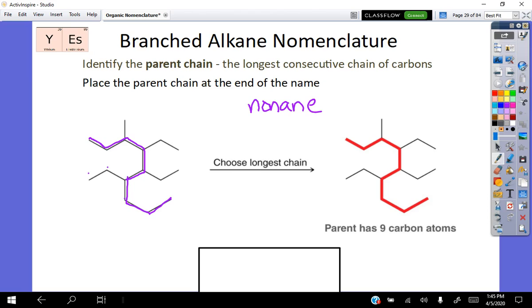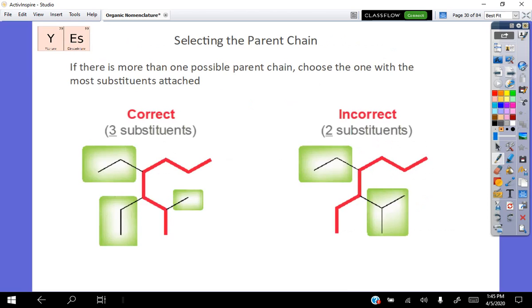The next step is to name our branches, but a little bit more on parent chain before we move on to branches. If there's more than one possible parent chain, aka the parent chain that you identify has the same length in multiple different directions. So here we've got 1, 2, 3, 4, 5, 6, 7 carbons.